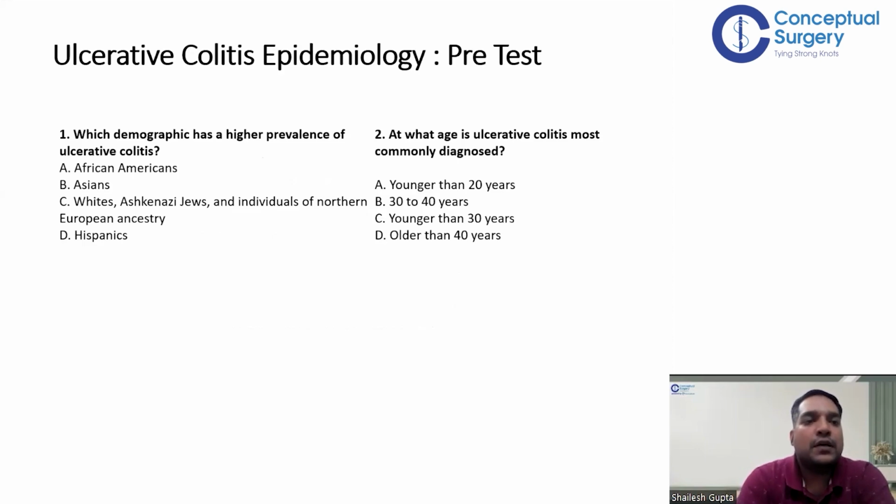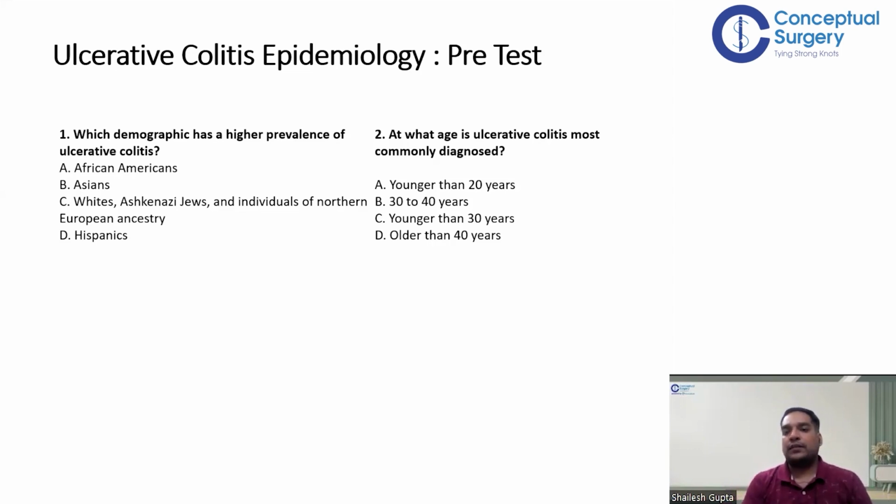So question number one: which demographic has a higher prevalence for ulcerative colitis? Choice A: African Americans. B: Asians. Choice C: white, Jews, and individuals of Northern European ancestry. And choice D: Hispanic. Question number two: at what age is ulcerative colitis most commonly diagnosed? Younger than 20 years of age, 30 to 40, younger than 30 years, or older than 40 years.